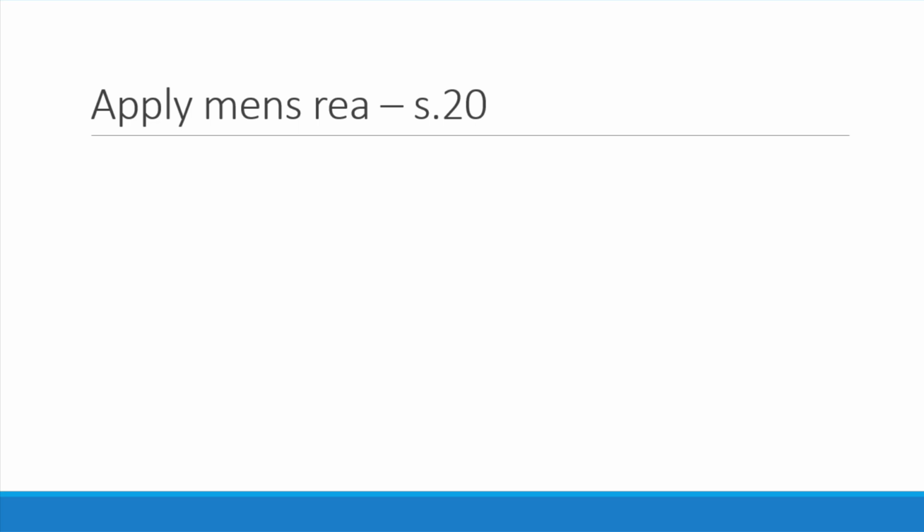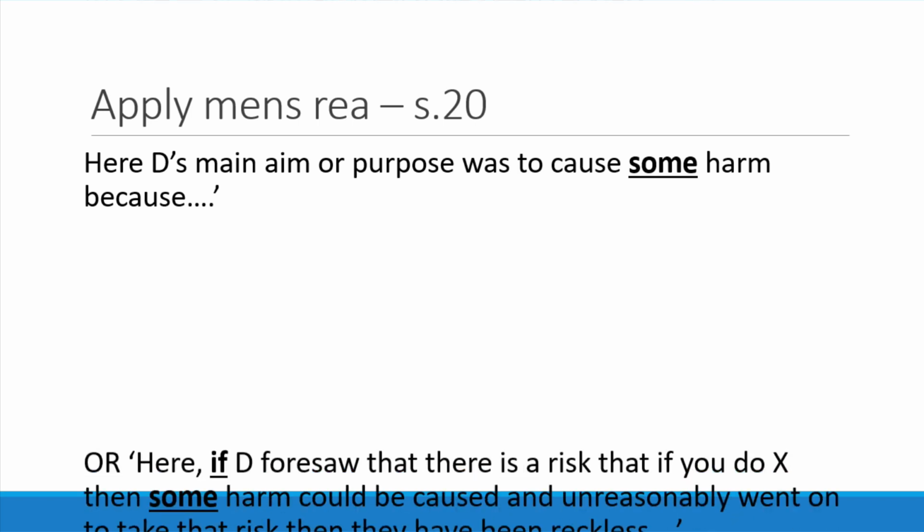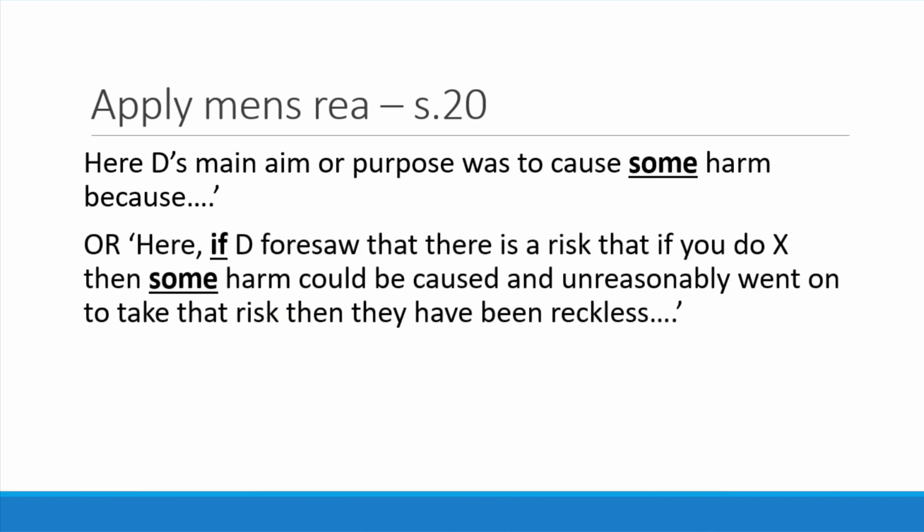So then you'll need to think about section 20. So you'll either have ruled out section 18, now you need to look at section 20, and I think that's probably the case for Viv in this scenario. So it's either the defendant's main aim or purpose to cause some harm, or if you want to use recklessness, if they foresaw that there was a risk that some harm could be caused and unreasonably went on to take that risk, then they've been reckless. So you have to speculate that it's if they foresaw it, because this is a subjective test and you may not be able to tell that from the scenario.